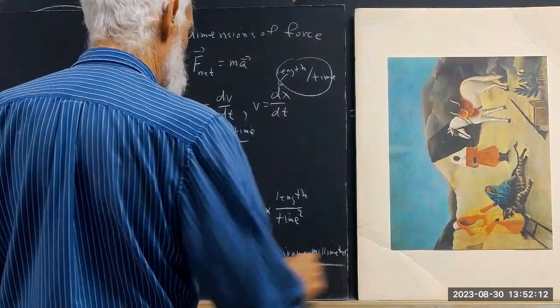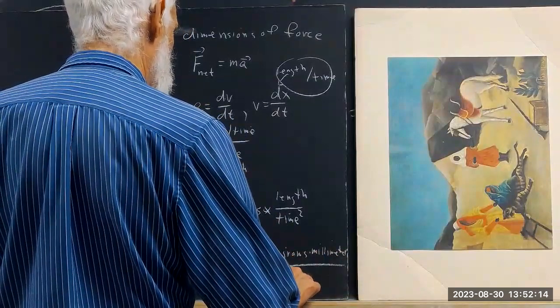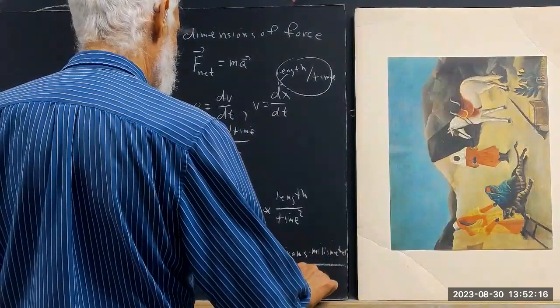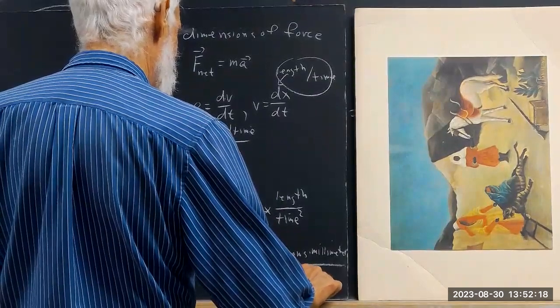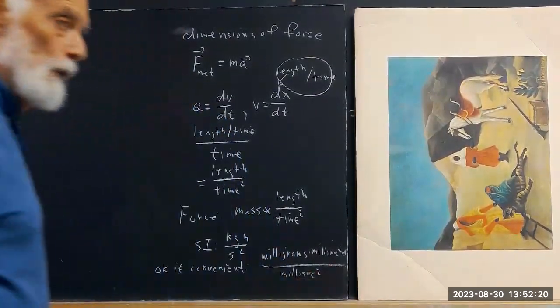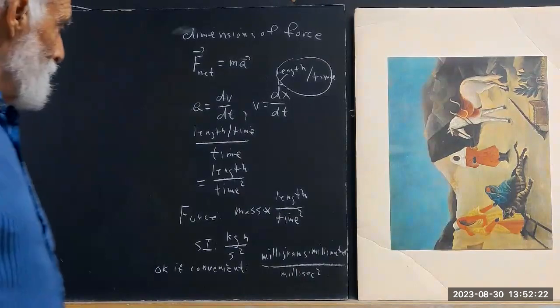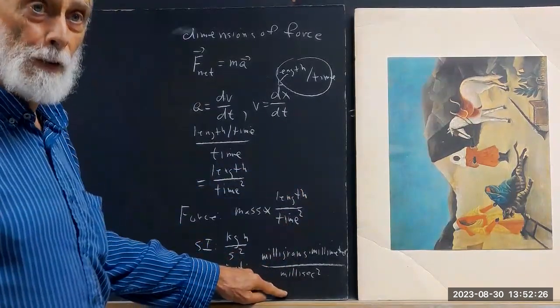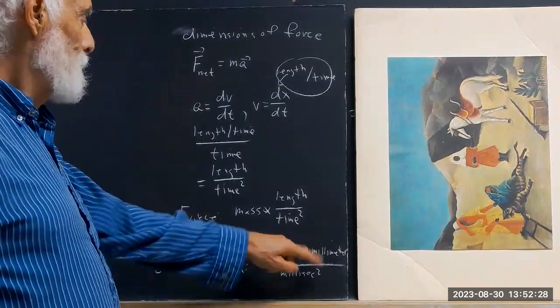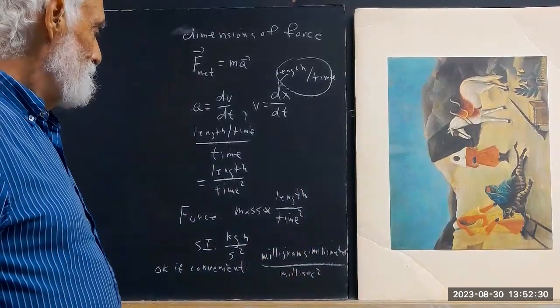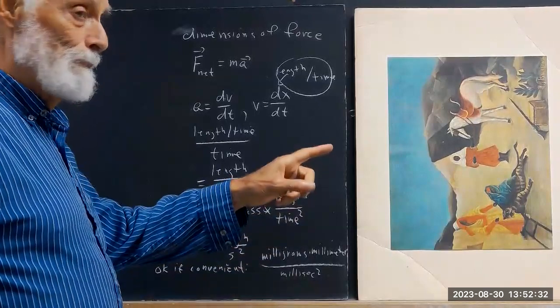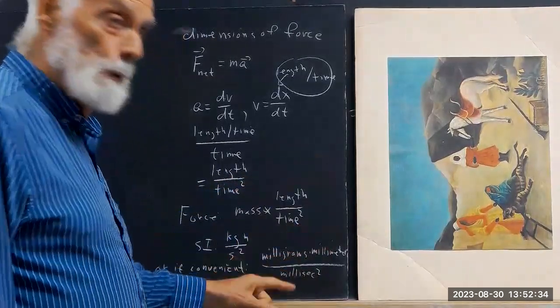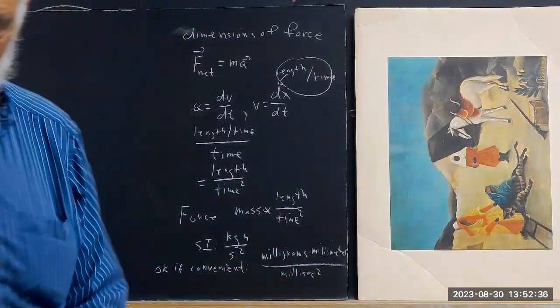Probably can't read that second word. Milligrams times millimeters over milliseconds. With all those millis, well, you've got a milli squared in the numerator, you've got a milli squared in the denominator. So this would be the same as gram meters per second squared. Okay, we got a question.